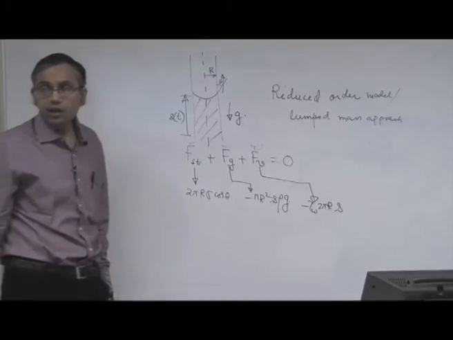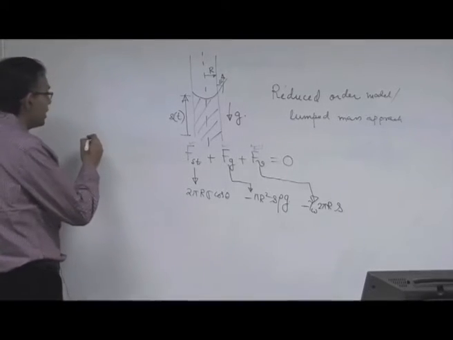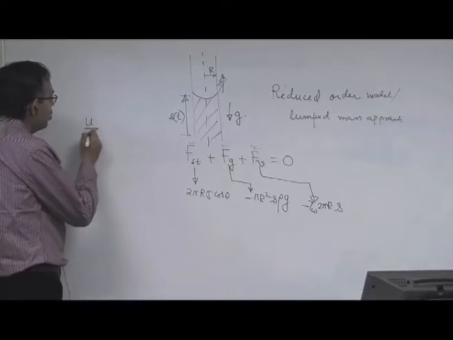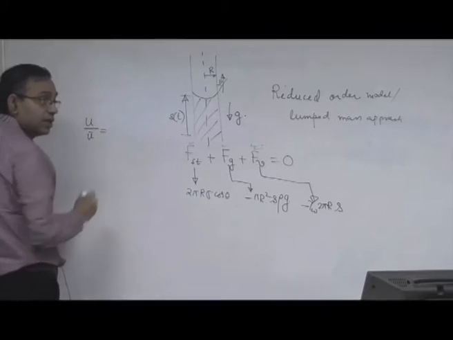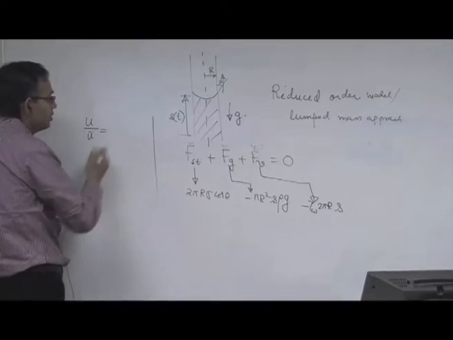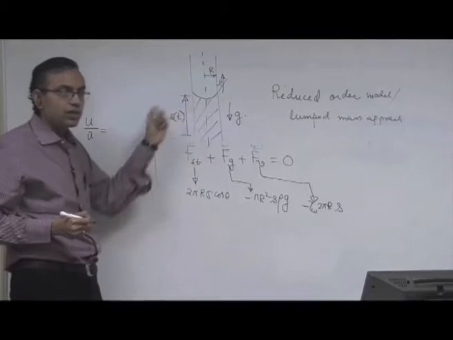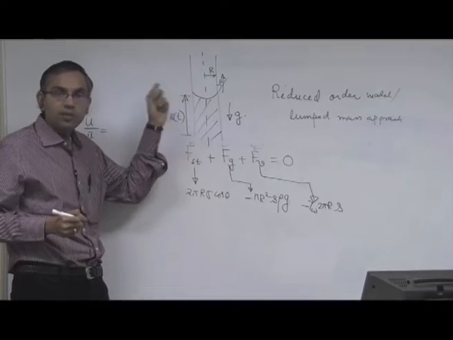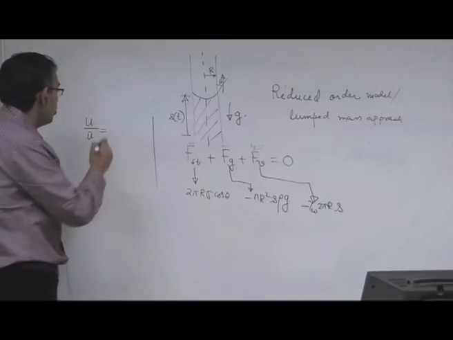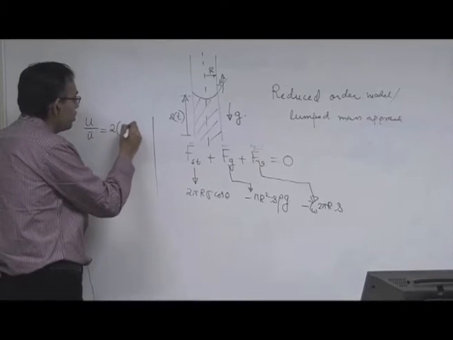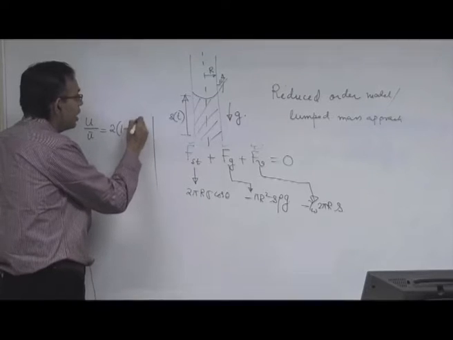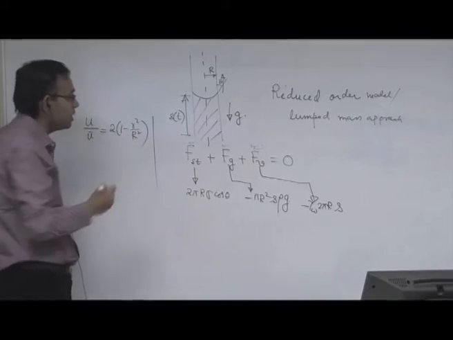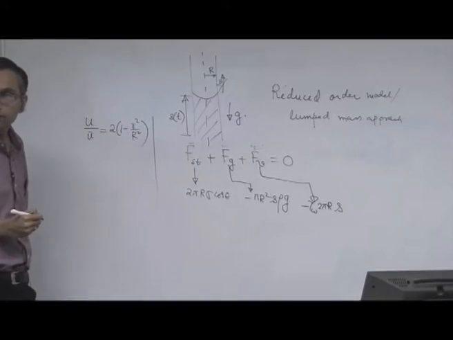What is tau wall? So, what is the velocity profile? U by U average is equal to what? What kind of flow is this? It is a circular tube, fully developed flow. What is the name of this flow? Hagen-Poiseuille flow. So, U by U average is equal to 2 into 1 minus small r square by capital R square, where small r is the radial coordinate.